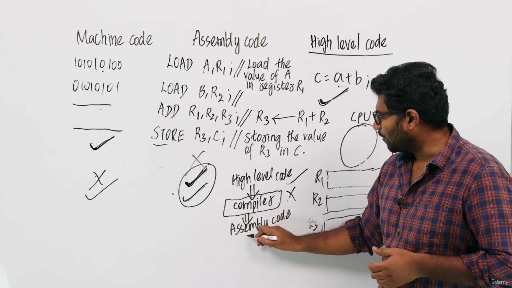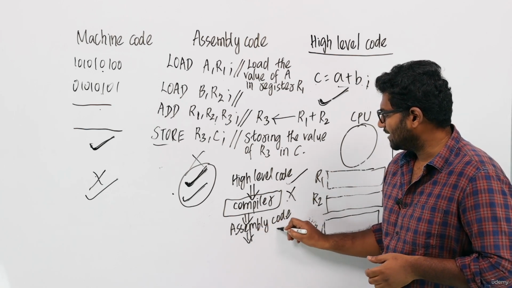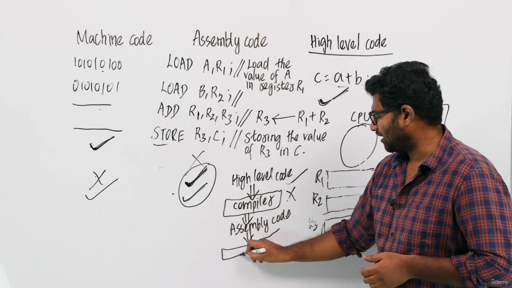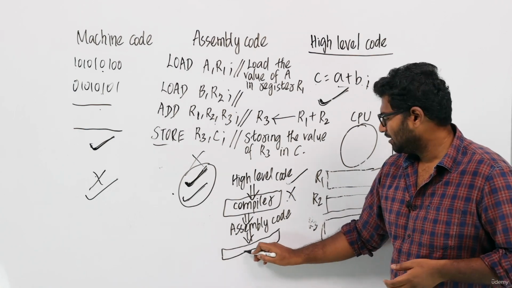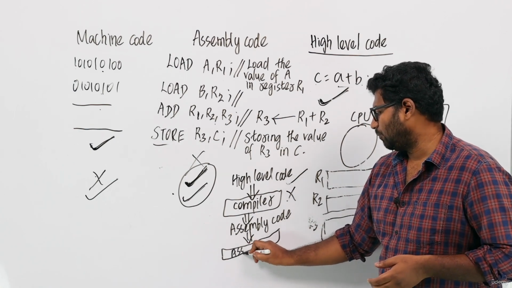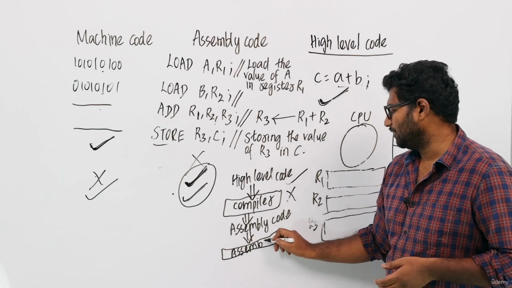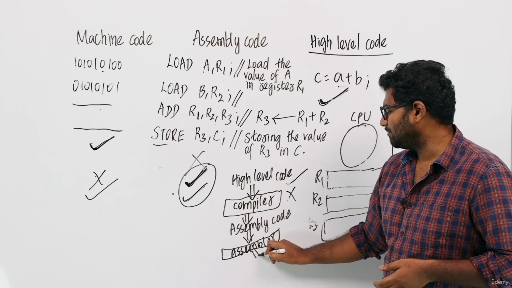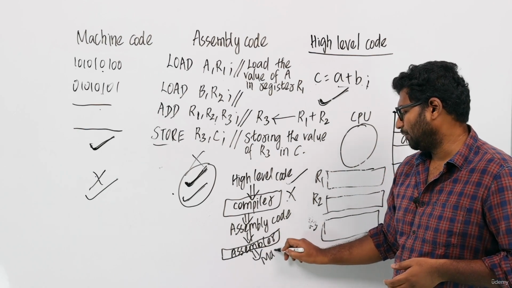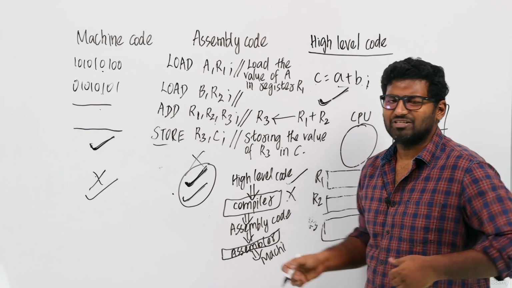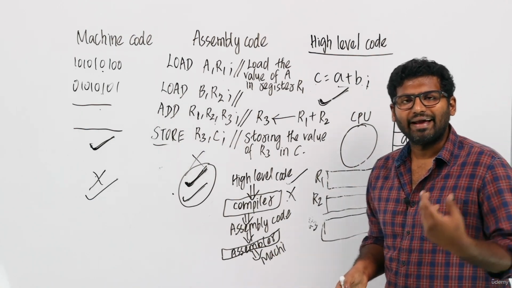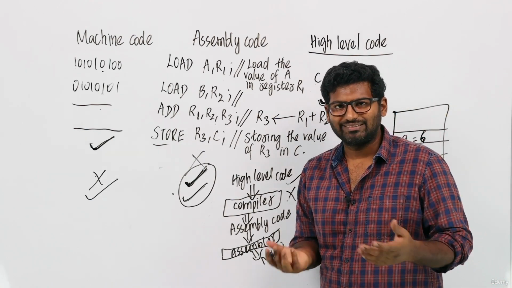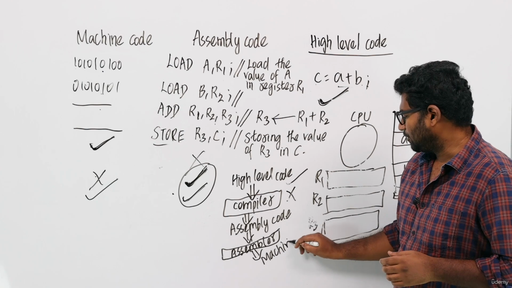Now this assembly code will be given to something called an assembler. This is also a software just like the compiler. We say it as assembler. Now what this assembler software will do is it will convert this assembly code into something called machine code. See, machine code or .exe code, executable code, all these mean one and the same.